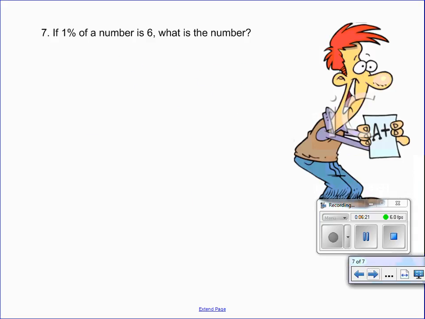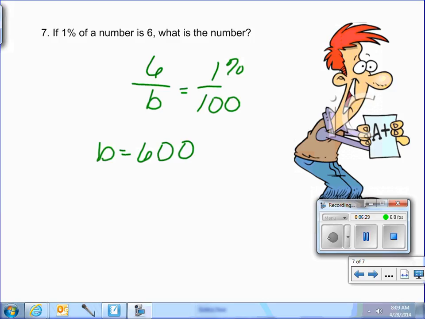Number 7. If 1% of a number is 6, what is the number? So we again set this up in a proportion. 6 out of 600 is 1%.